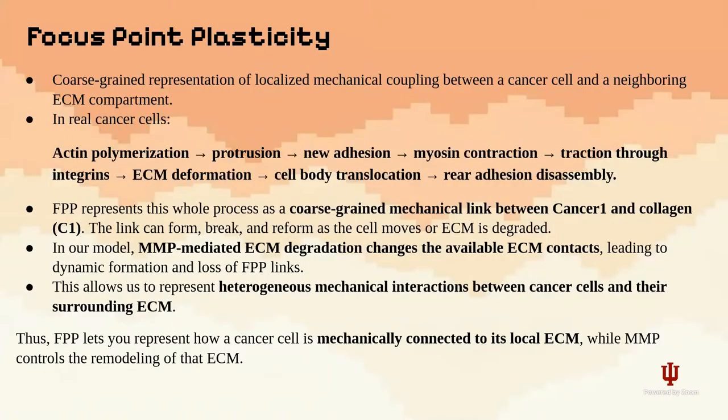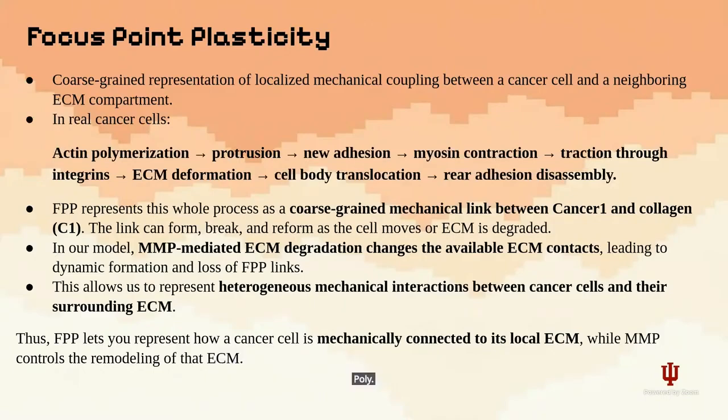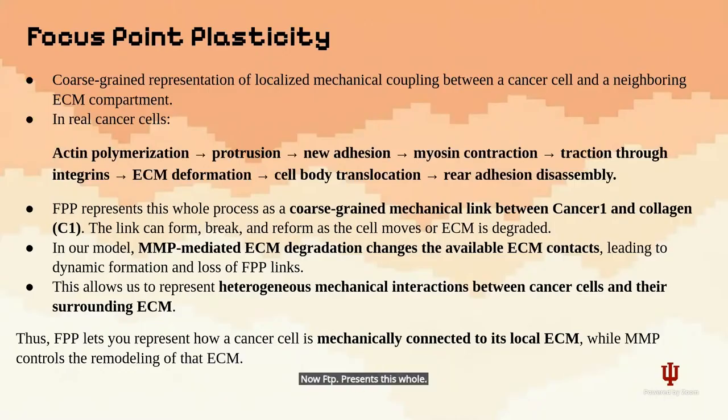As previously mentioned, we have used the focal point plasticity plugin, which is basically a coarse-grained representation of the mechanical coupling between a cancer cell and its neighboring ECM. In a real migrating cell, movement involves a coordinated sequence of events: actin polymerization produces protrusion, new adhesions form, and myosin generates contraction, and the forces are transmitted through these adhesion machineries to the ECM. This produces traction and ECM deformation, allowing the cells to move forward, followed by a disassembly of adhesions at the rear.